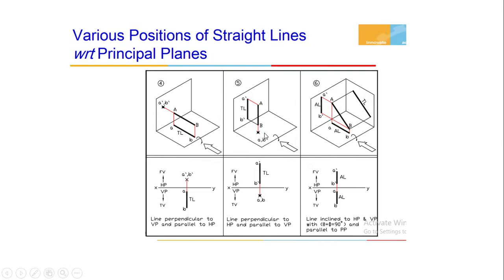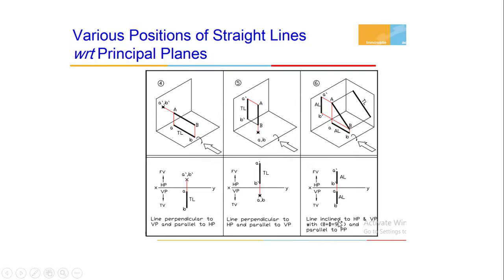In this case, a line perpendicular to the horizontal plane and parallel to the vertical plane. So here, vice versa, the top view will be seen as a point and the front view will be considered as a true line, as a straight line.